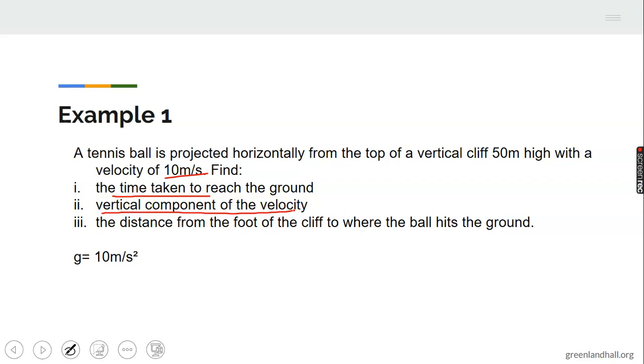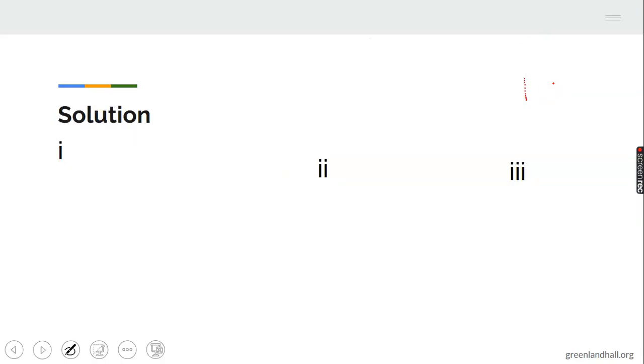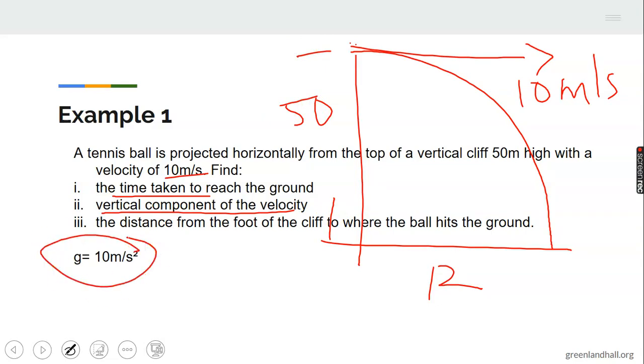Now, this is the diagram. The ball is projected horizontally from the top. This is the top. This is the horizontal velocity, 10 meters per second. Now, this is the range. The height here is 50 meters. Our g is 10 meters per second squared.